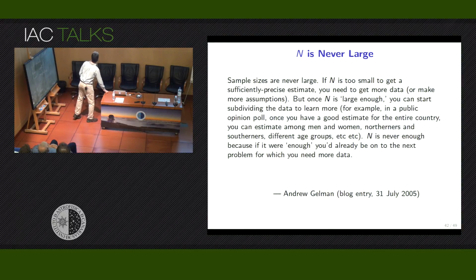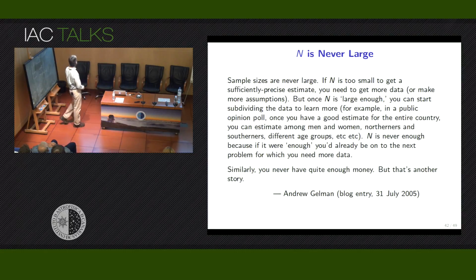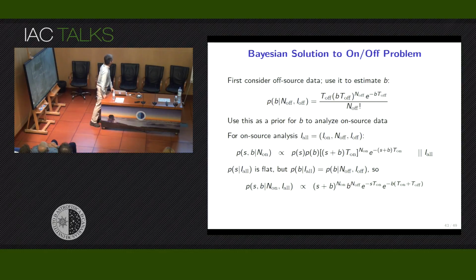So Andrew Gelman had this nice blog post about this. Sample sizes are never large. "N is never large" is the title of the post. If it's too small, you need to get more data, but once you get more data, you start subdividing the data to learn more. N is never enough, because if it were enough, you'd already be on to the next problem, for which you need more data. He also said you never have quite enough money, but that's another story. N is never large, whether it's euros or photons.